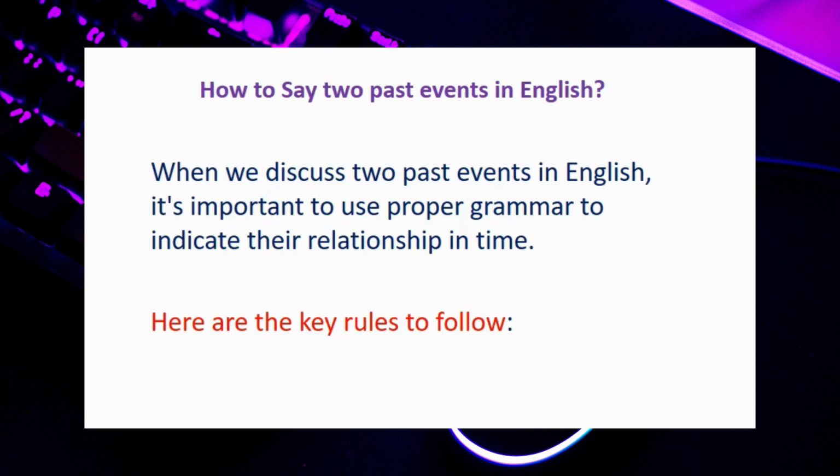When two events occur in the past, how to say those events in English? Let's see that in this video. When you discuss two past events in English, it's important to use proper grammar to indicate the relationship in time. Let's see the key rules to be used.